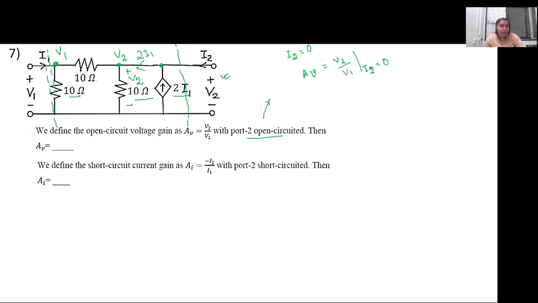Now the circuit is pretty straightforward and we can solve it, right? So we need V2 and the ratio of V2 by V1. So let us start off, if I apply KCL at node 1, I'll get I1 equal to V1 by 10 plus (V1 minus V2) by 10. So I1 will be equal to 2V1 by 10 minus V2 by 10. This will be I1.